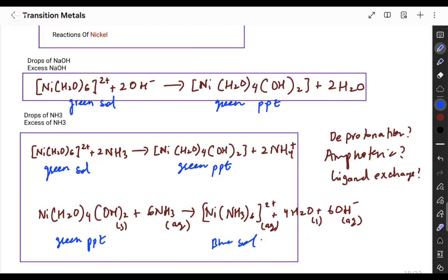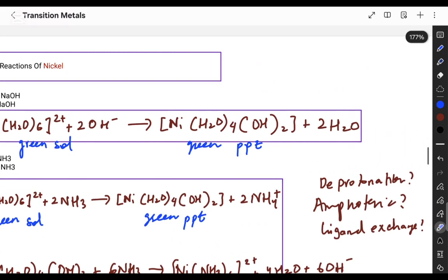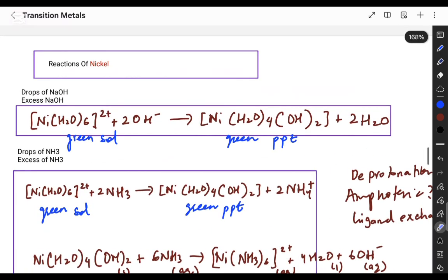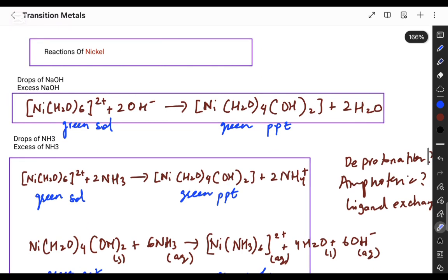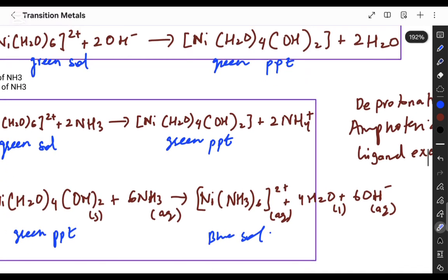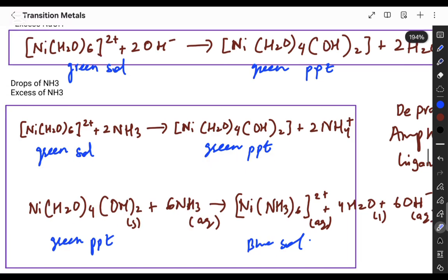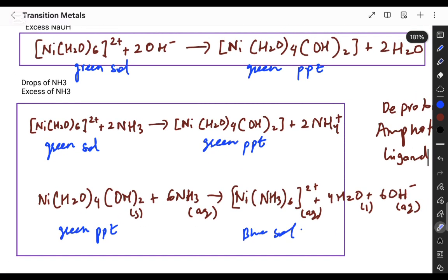Alright, now we're going to talk about nickel. So nickel, again, nothing happens in excess. We're going to have deprotonation as the first reaction. So we're going to go from a green solution to a green precipitate. Everything is the same here, nothing very unique. And then we have nickel again with ammonia, same thing, green solution to green precipitate. This is going to be deprotonation.